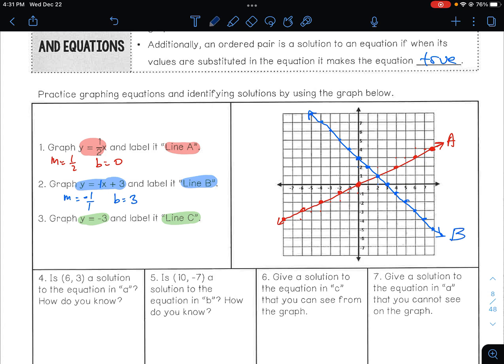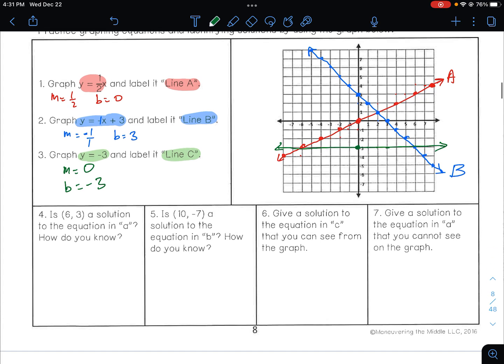And then line C is y equals -3. What is my slope? Well, remember, slope is whatever's being multiplied with x, and there is none, so it's going to be 0. And remember, a slope of 0 is a flat horizontal line. My b, or y-intercept, is -3. So we start at -3, and then it's just a flat line that goes straight across like that. All right, let's answer some questions.